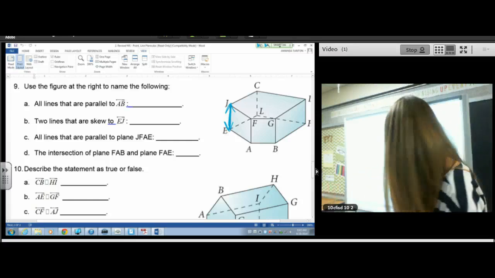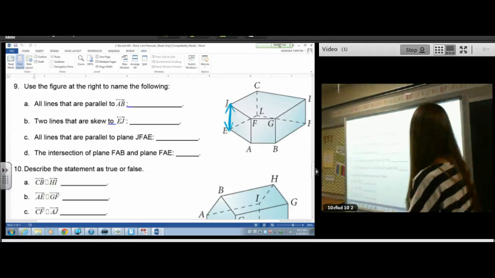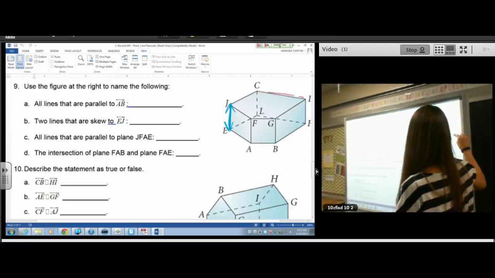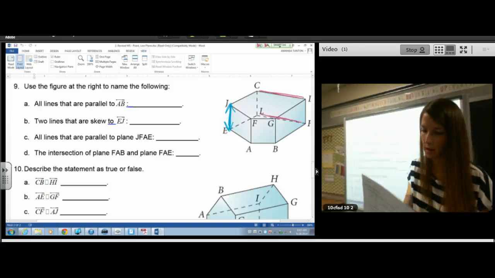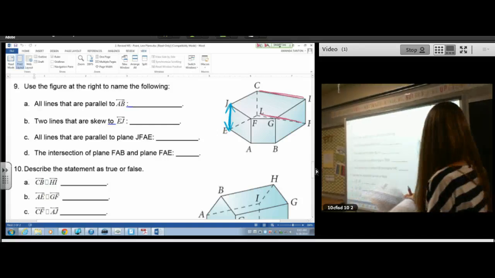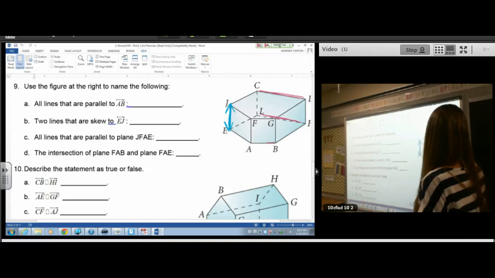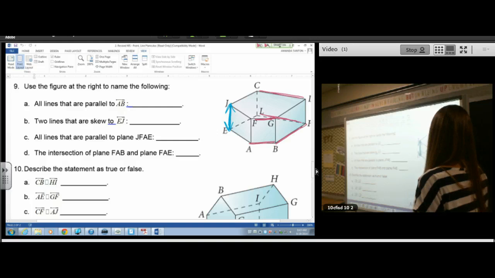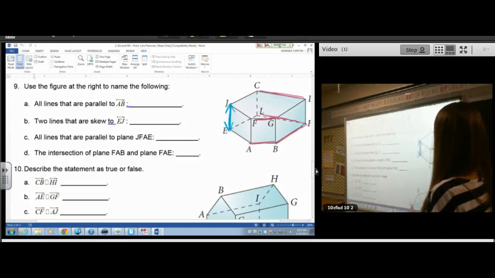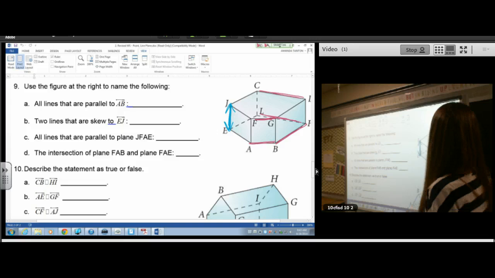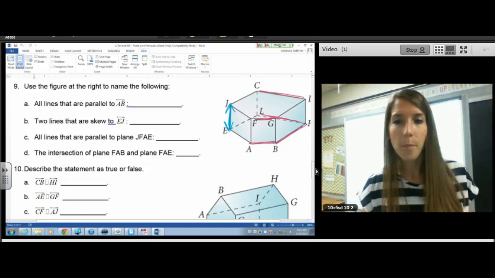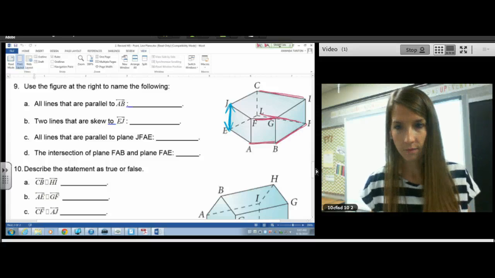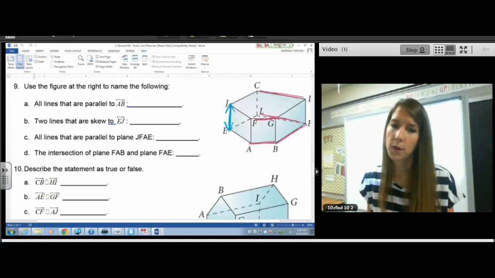So there's lots of lines we could name that are skew to EJ. CI, L, I don't even know what that last letter is. It got cut off. LH, AB, FG, BI. Okay, so I think that's most of them. Then you could go crazy and you could shoot through the figure. CB would be skew to JE. So there's lots of different options for 9B. Okay?